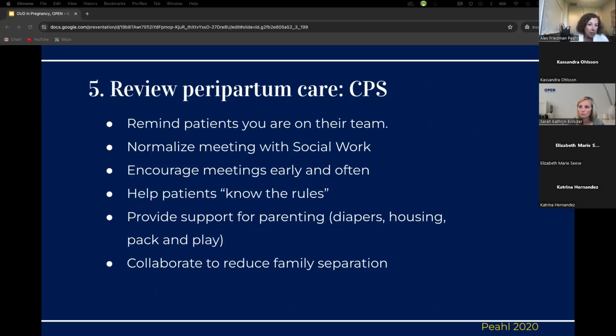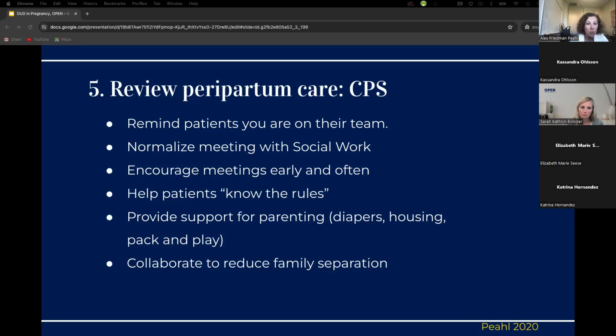We've mentioned CPS several times, and I just want to emphasize that beginning those conversations early and often is critical. We ensure that every patient coming through the PFF clinic meets with CPS. We encourage these meetings early and often. We tell patients that this helps them to know the rules of the game so that they understand what it takes to be able to bring their baby home at the end of pregnancy, and takes away a bit of the black box feeling that many individuals have.